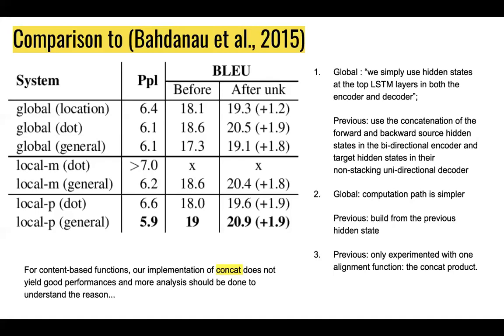And the third one is that the previous work only considers the concat product in the alignment function. But as proposed in this paper, the authors found the concatenation product actually doesn't give good performance. If you see the table of the experiment output on the left, we can find that different models have different best-fitting alignment functions. For the global one, the dot performs the best, but for the local one, the general performs the best. So this is another finding.